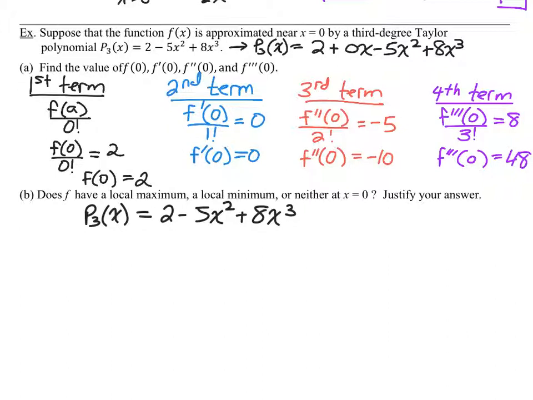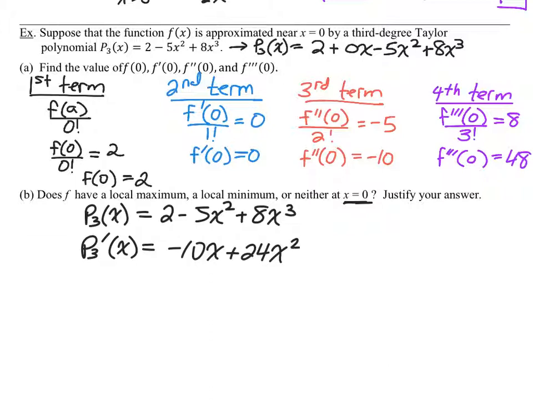All this is asking us to do is take the derivative, so negative 10x plus 24x squared. We're asked to determine specifically at 0 whether there's a local max or a min. So that's nice. That means I don't actually have to solve this equation.